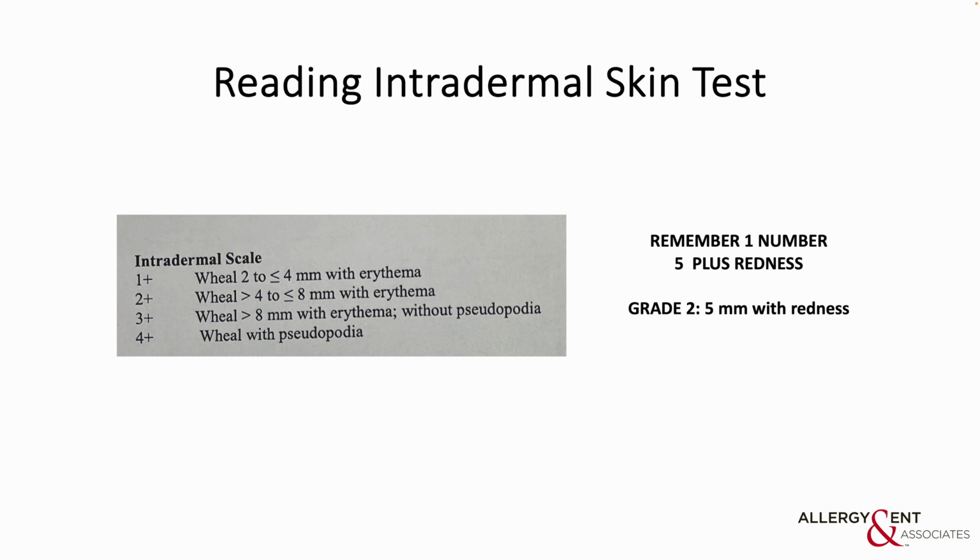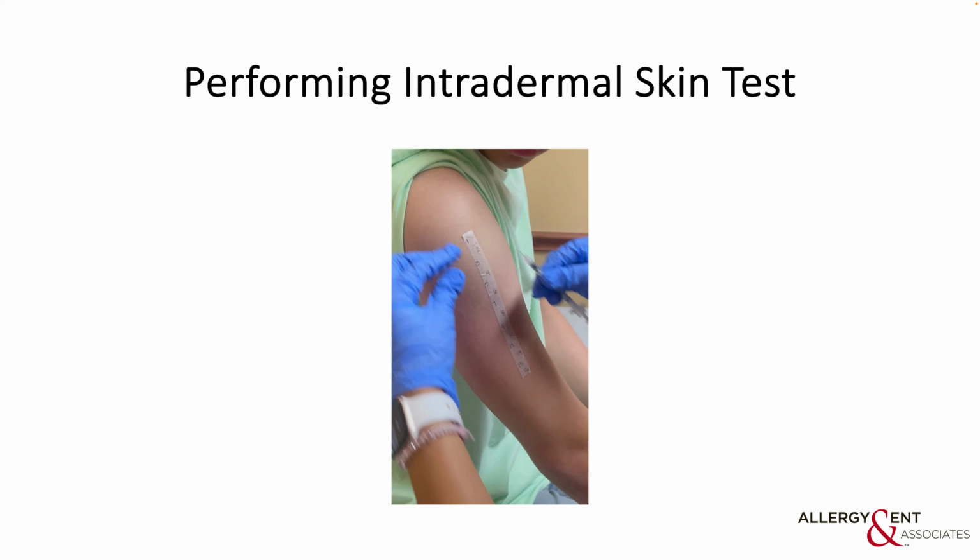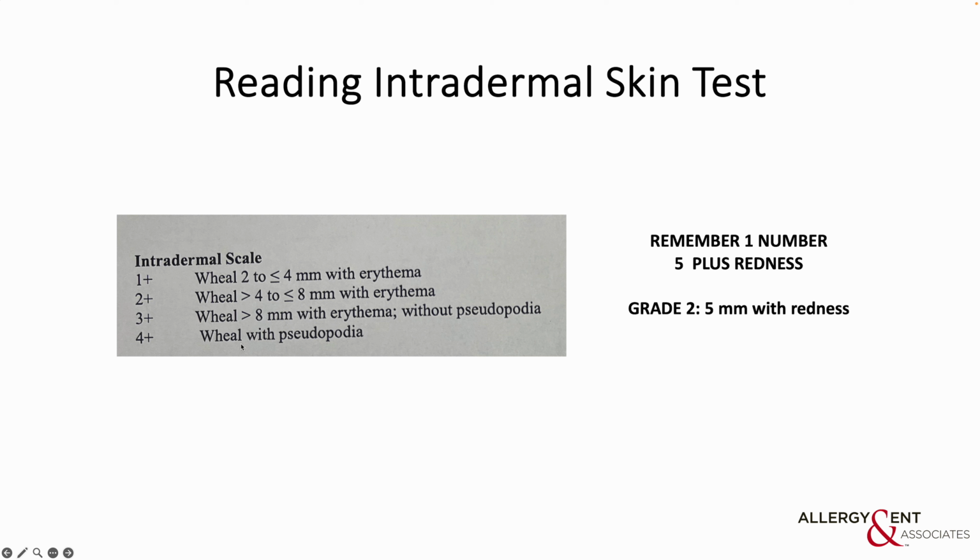So reading the intradermal skin test, okay, again, when you look at the grading, it looked pretty intimidating, lots of numbers to remember. But I want to simplify for you. I just want you to remember one number when you read intradermal: 5. 5 millimeter wheal, plus redness. So the most important thing for the intradermal test, look for the redness. So without the redness, you won't have a positive test, okay?